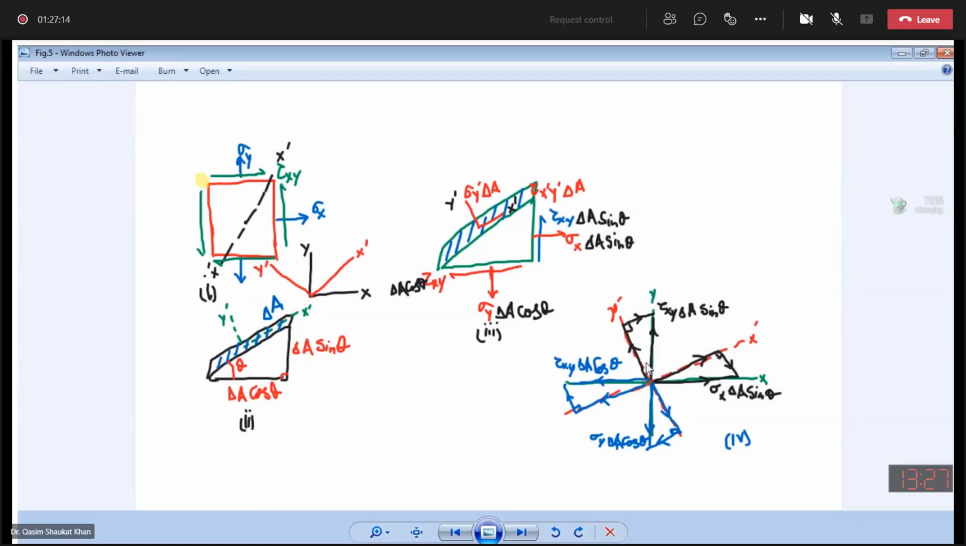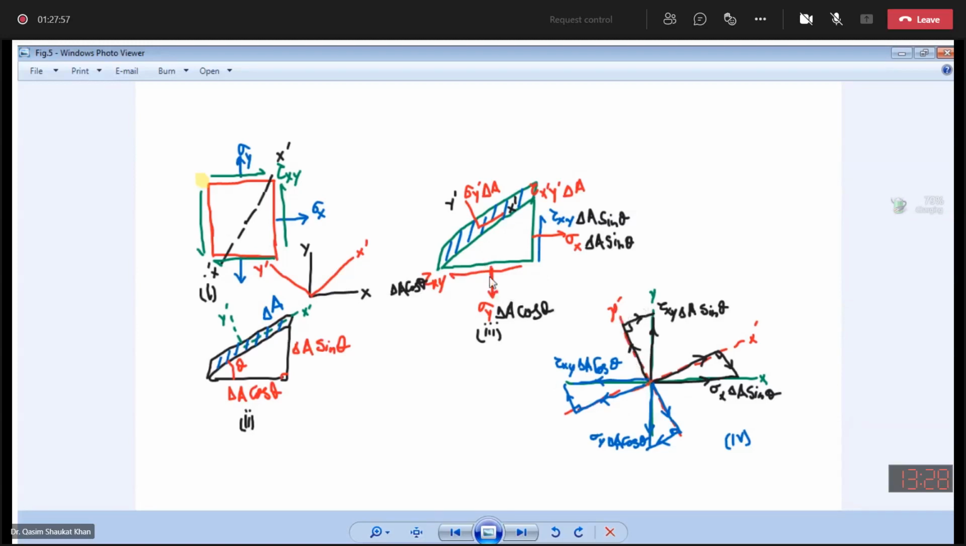Then you have this tau xy delta A sin theta force. Its components along the y dash axis and x dash axis are these. Along the y dash axis, you have tau xy delta A sin theta into cos theta, sorry. And this component along the x dash axis is tau xy delta A sin theta into sin theta.